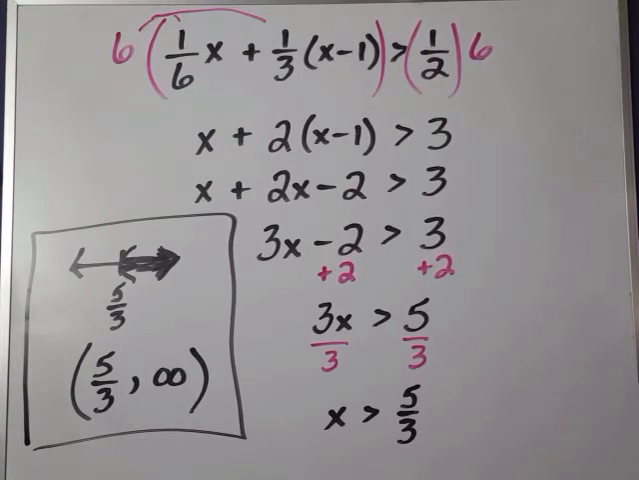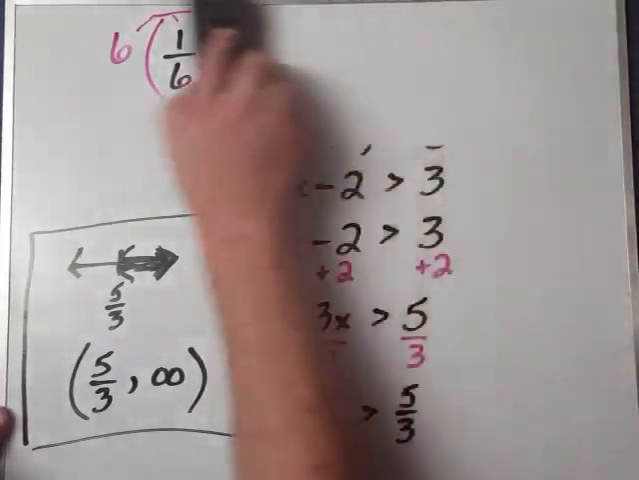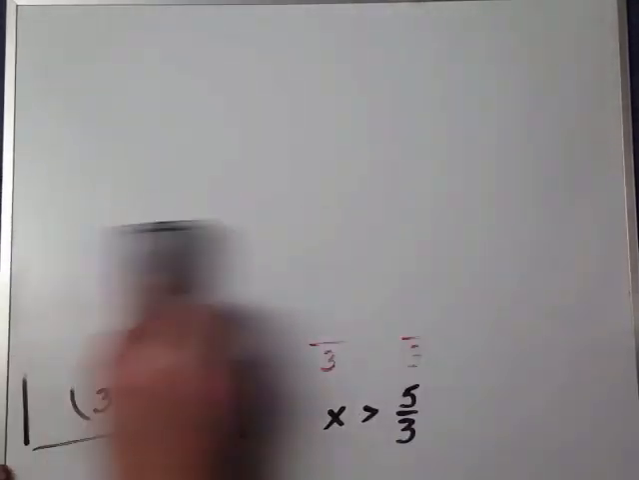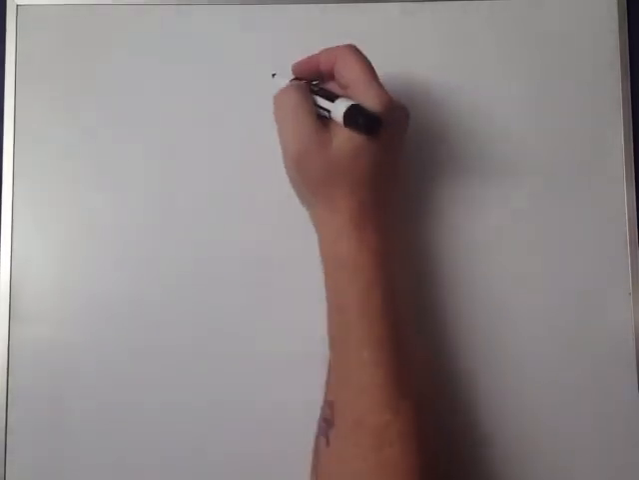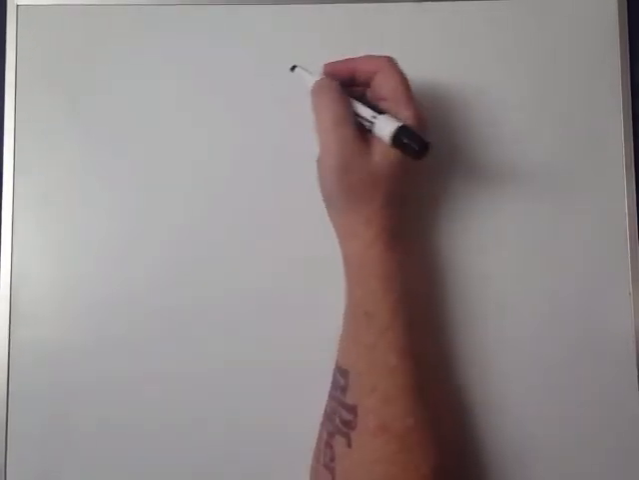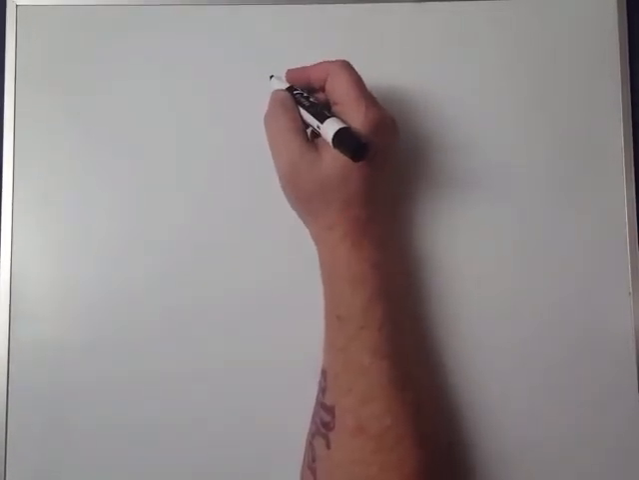They work just like equations, with that one exception. If you multiply or divide by a negative, you switch the sense of your inequality. Now I want to look at some of what are called triple inequalities. Think about this. I'm thinking of a number between 1 and 10.